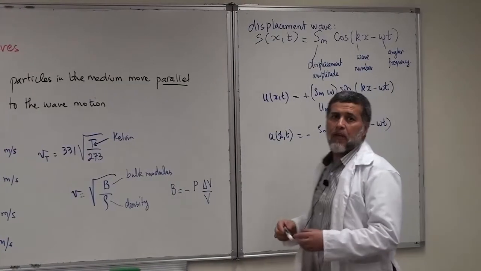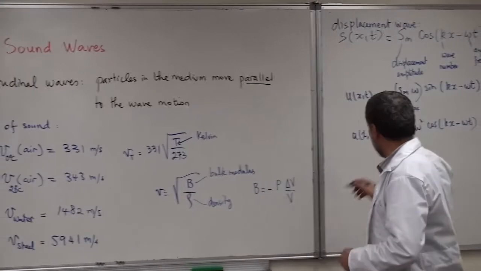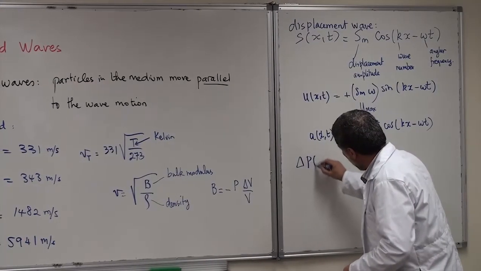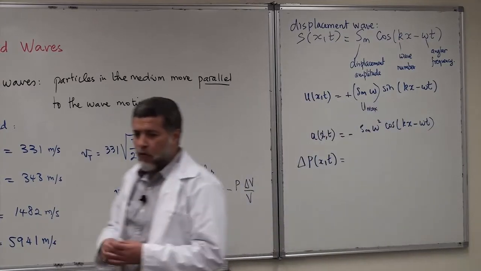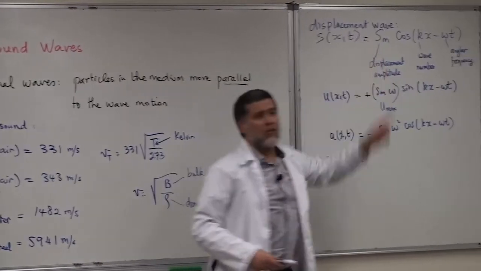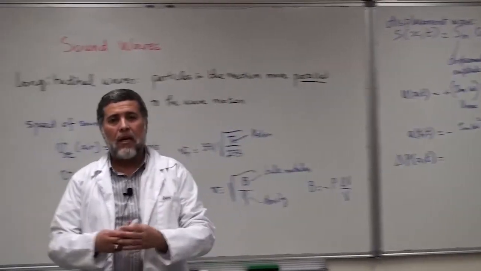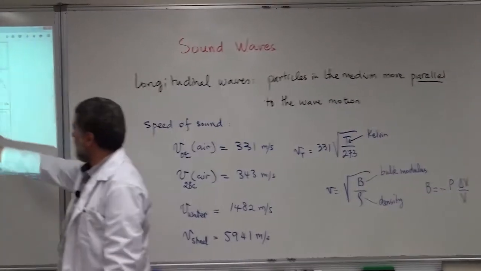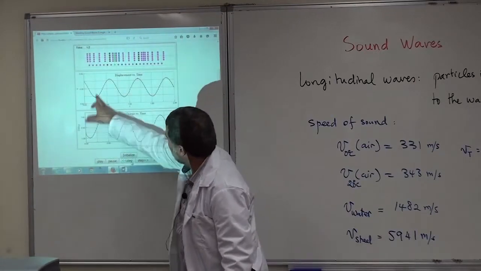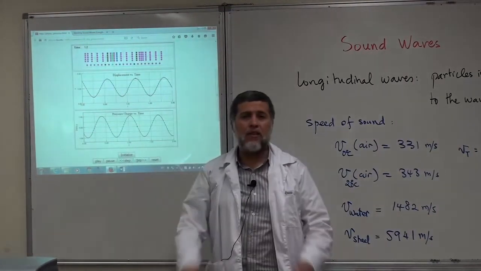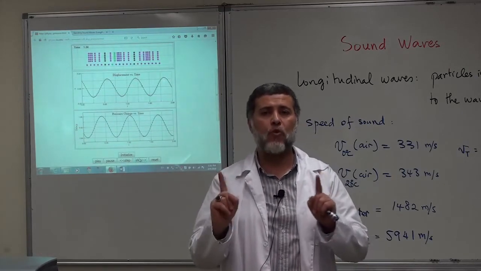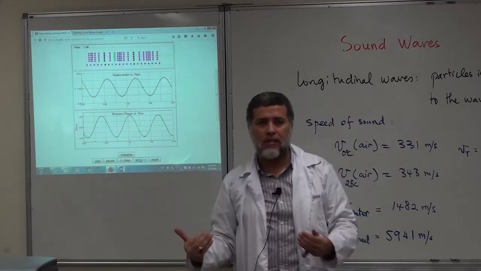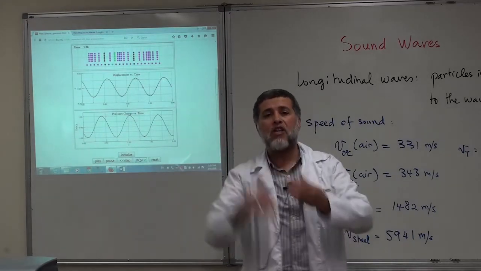If I have the equation now for the displacement, what will be the equation for the pressure variation? I'm going to call it delta P of x and t. I'm sure you know from math, if you have a function like a cosine or a sine, and there's a shift between the two waves, that shift is exactly pi over 2, okay? The shift is pi over 2, because one is maximum, the other one is 0. So it has to be a shift of pi over 2.